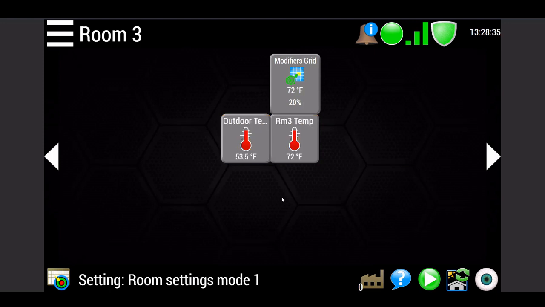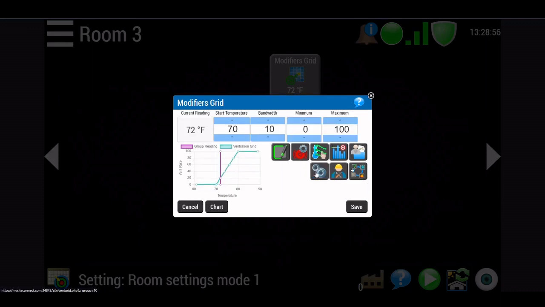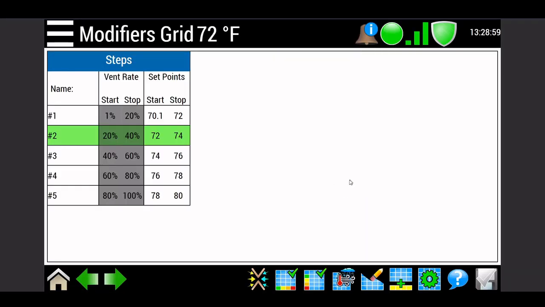I'm now going to hop into the settings and explain what the different settings are for, and then I'll give a few examples to try and simplify things and help you understand how changing the different settings affects how the vent grid is operating. So let's go ahead and hop into our vent grid here, and then we'll go to the modifiers menu down at the bottom.